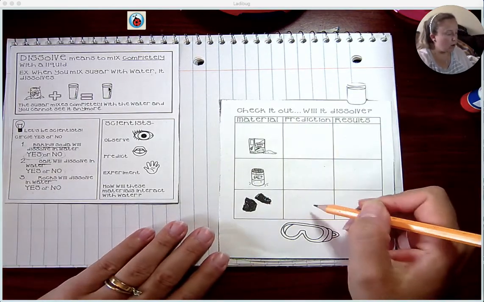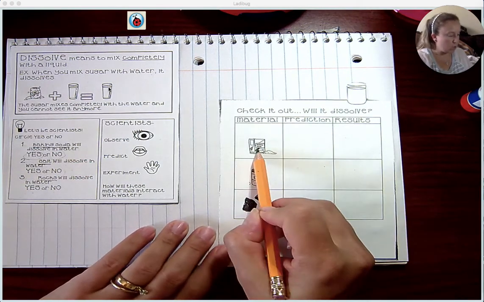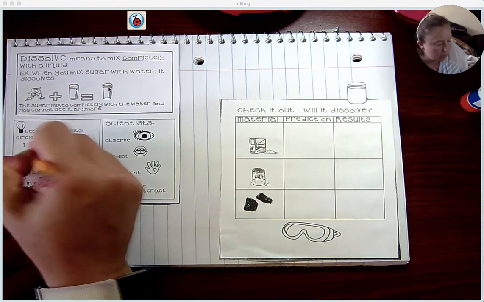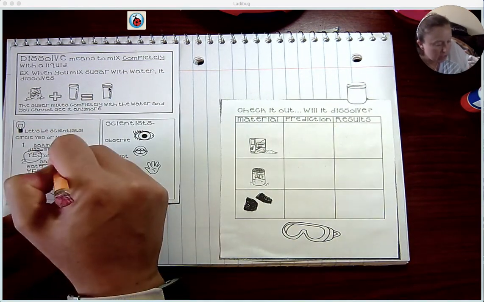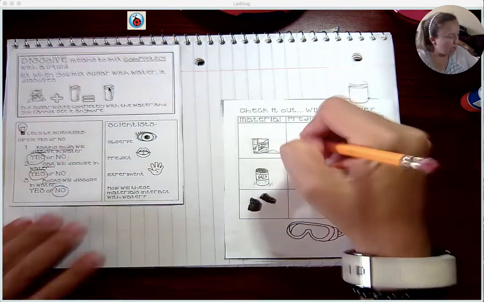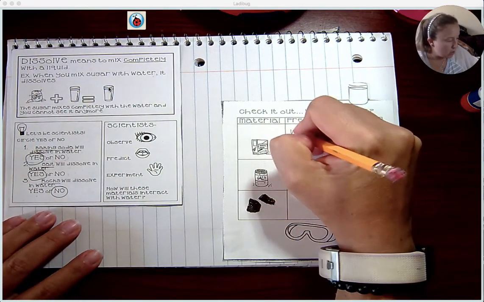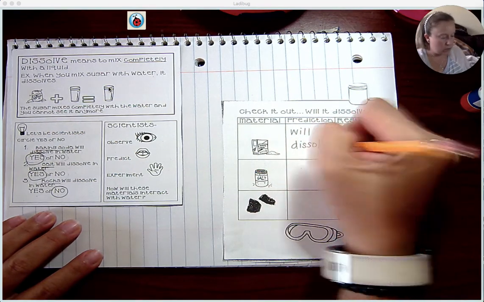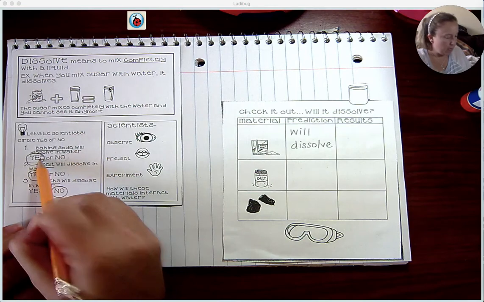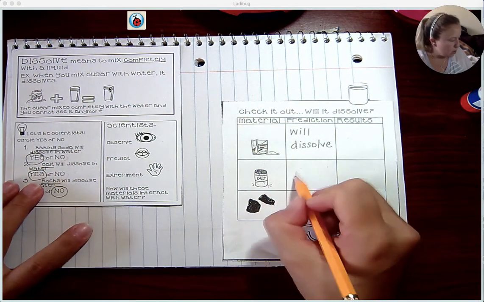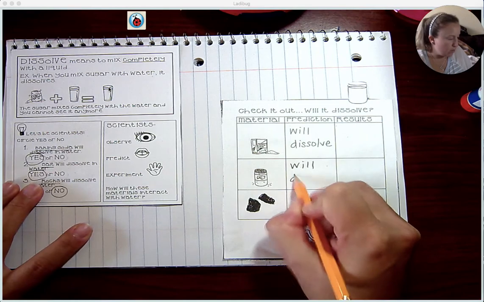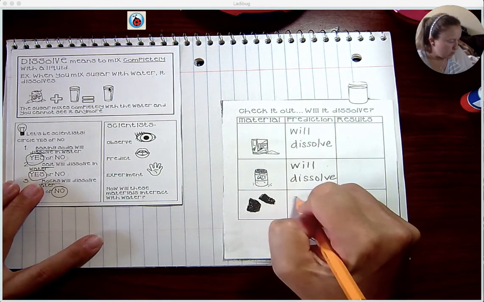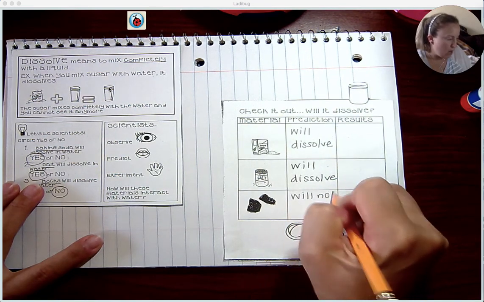Now over here on our recording paper, we have baking soda, salt, and rocks. So let's see, Mrs. Smith is going to do this, and this, and this. Okay, so I think baking soda will dissolve. I think the salt will dissolve. And I think the rocks will not dissolve.